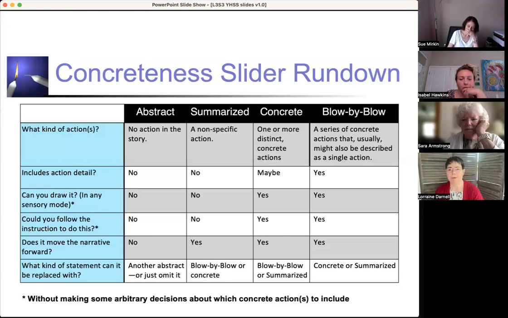Any questions or comments on this rundown here? From now on, when we have a new slider that we learn, we'll also get a rundown to go with it, just as a way to get all the stuff we know about it in one place.